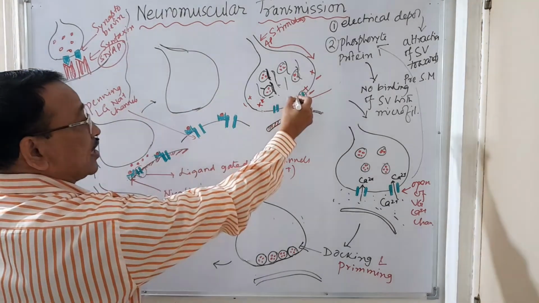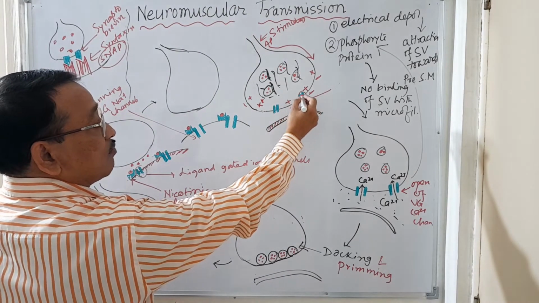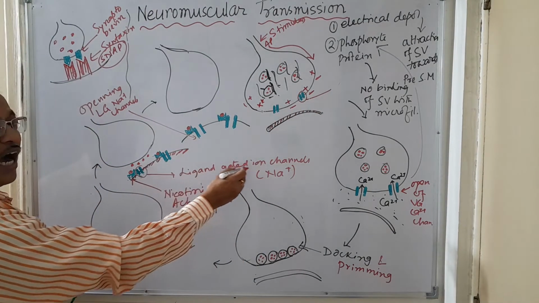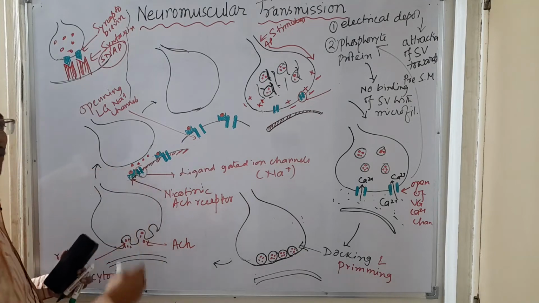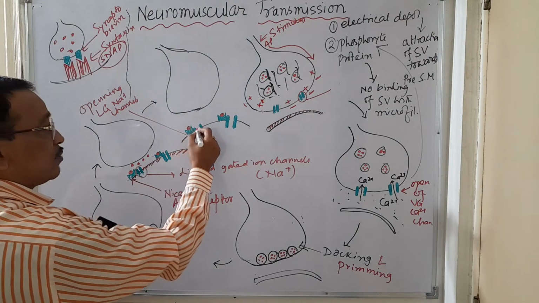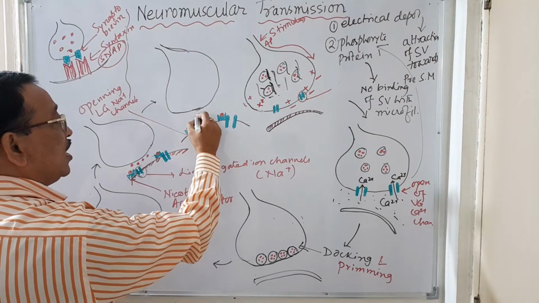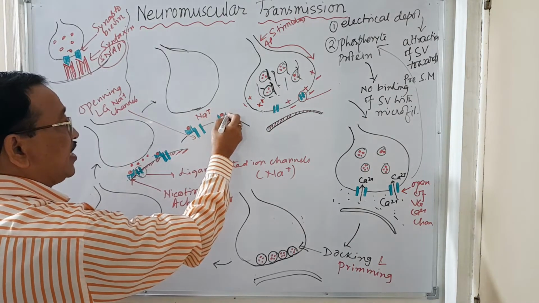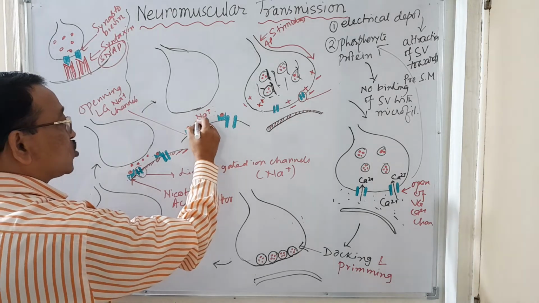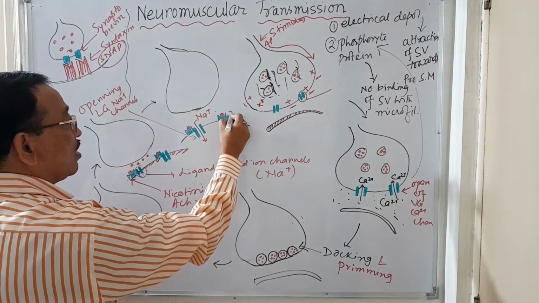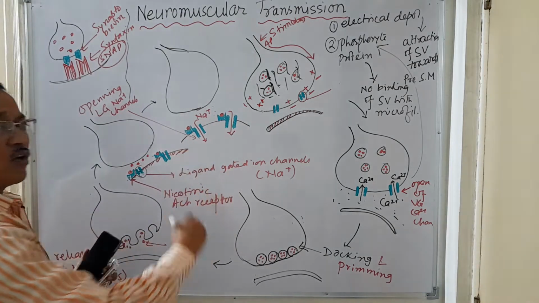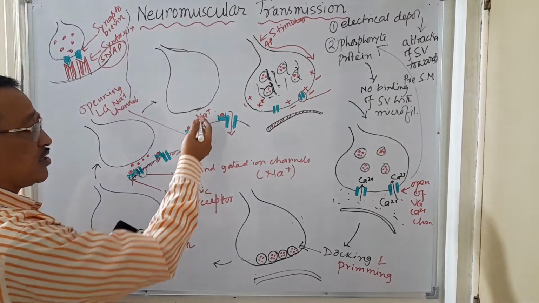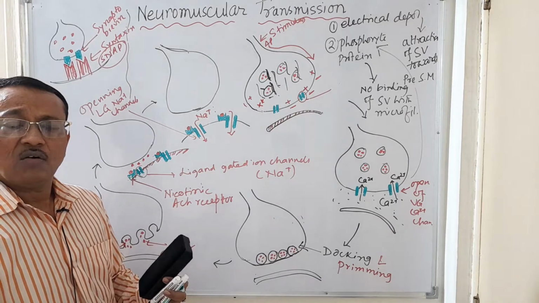Here it opens the voltage-gated calcium channels. Here are the ligand-gated sodium channels. They open, and as the sodium channels are now open, and as the sodium concentration is high outside, in the ACh, these sodium ions will enter inside the sarcolemma, inside the muscle. And as the sodium ions are coming in, what happens?